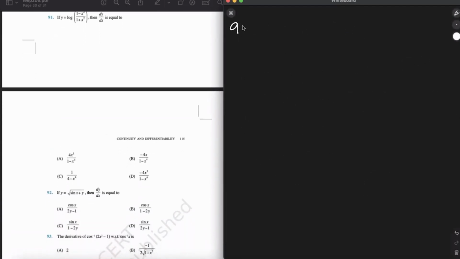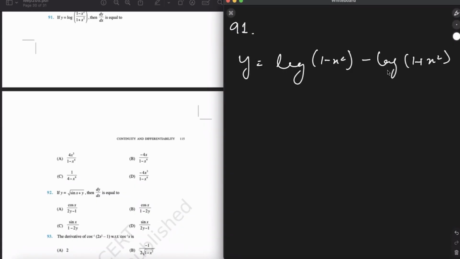Question number 91. y has been given as a log, and then we have to just differentiate it. So I can write it as y equals log(1 minus x square) minus log(1 plus x square). This is clear. So if I differentiate it, I will have this.